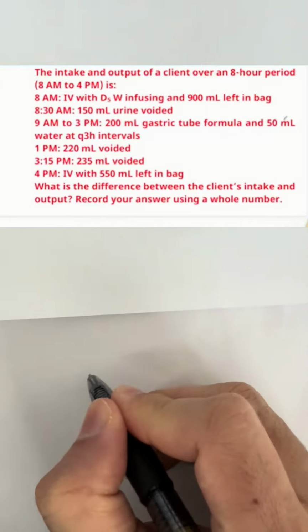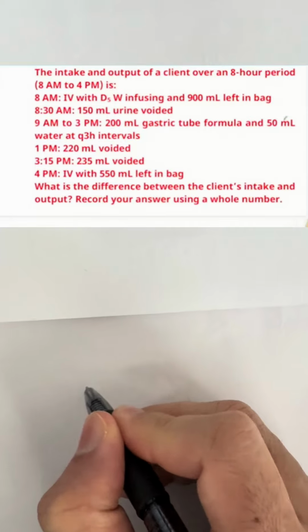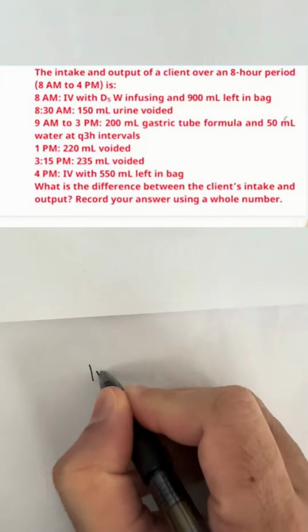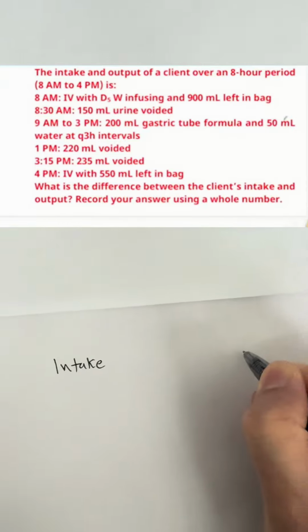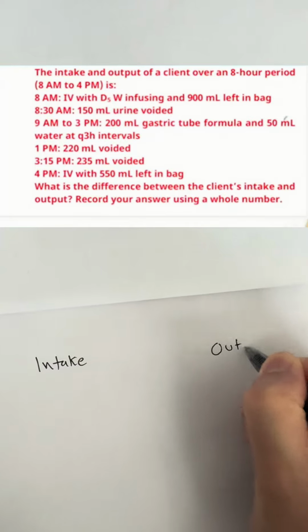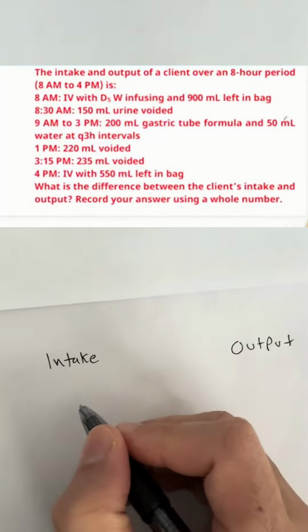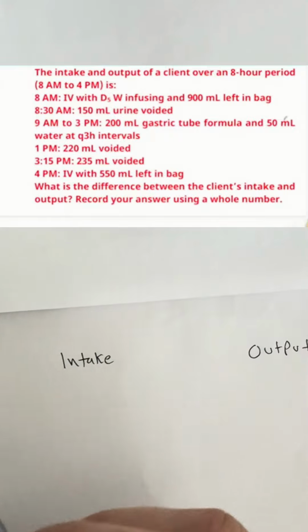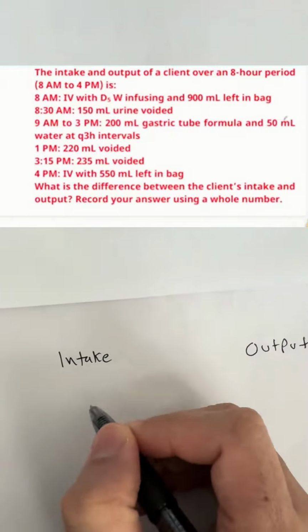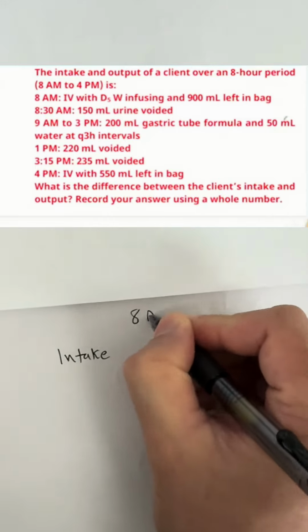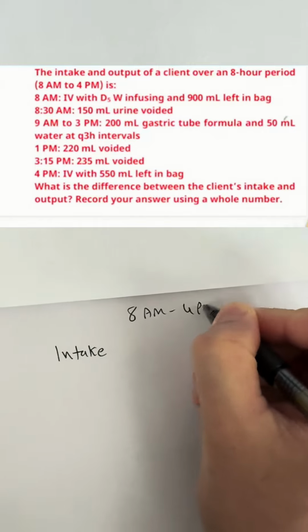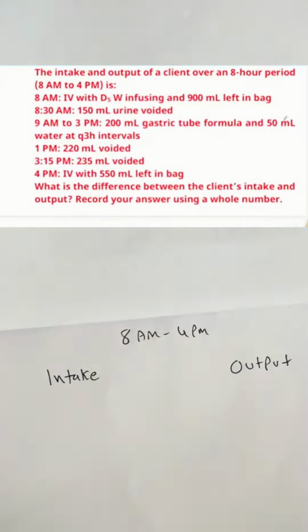So let's start. When you get this kind of question or problem, you write two things. On one side you write intake, on the other side you write output, right? Two things, and you go one at a time. At your shift, this is from 8 a.m. to 4 p.m., which is an 8-hour shift, right?